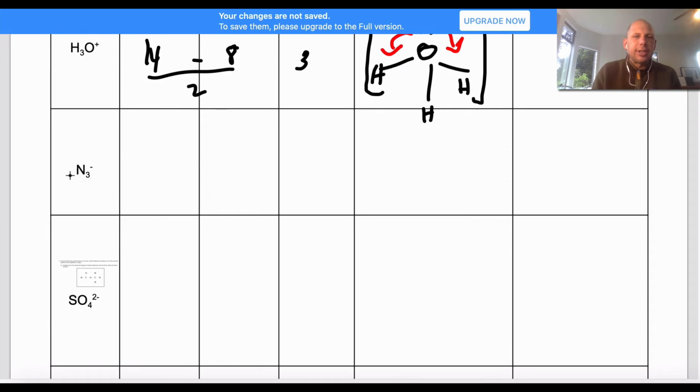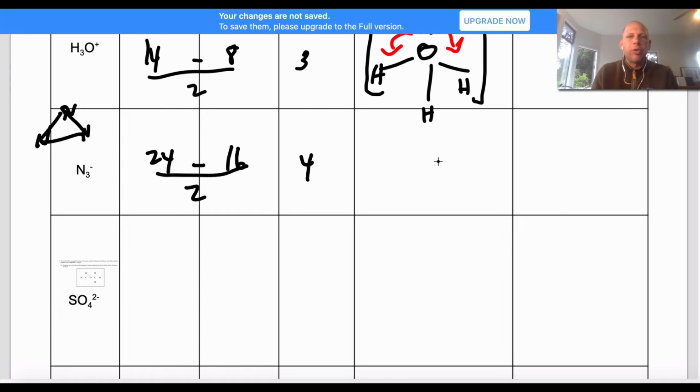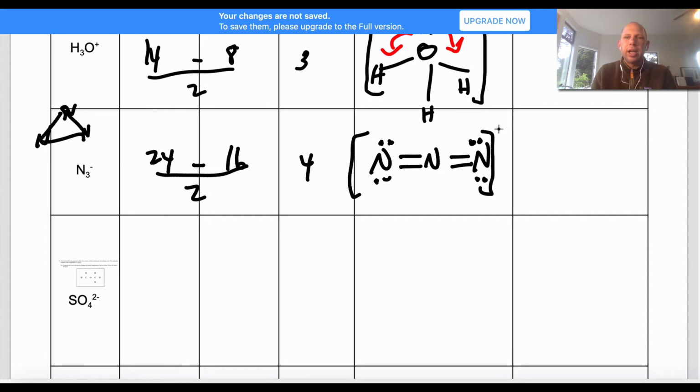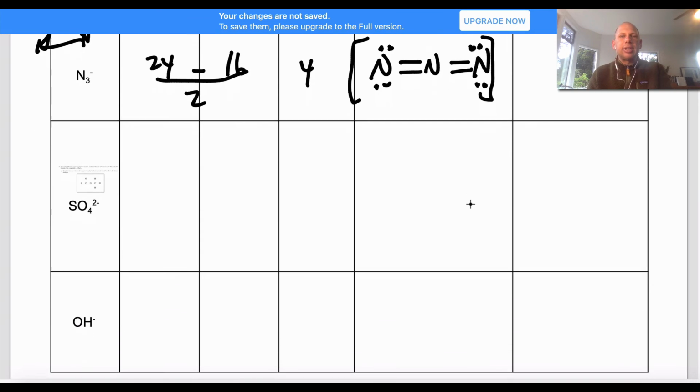So N3 minus, this is azide. A lot of people had problems with this. I'm not going to let you do a ring here. So if you did a ring for your answer, I want you to change that. Again, that's going to be 24. We're going to subtract that from 5 times 3 plus 1. So that's 16. 24 minus 16 is again 8. We're going to be left with 4 bonds. And let's just put those all in a line. 2, 3, 4. So that center N is good. And again, it's a polyatomic ion, azide. That's one of the 8 exceptions.